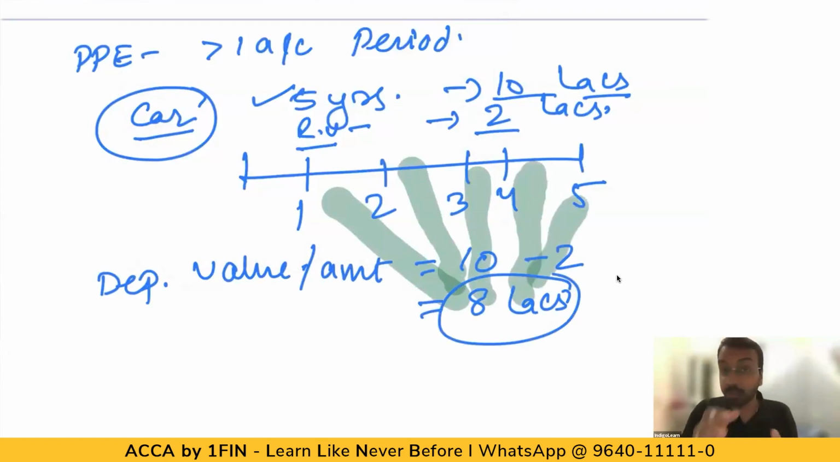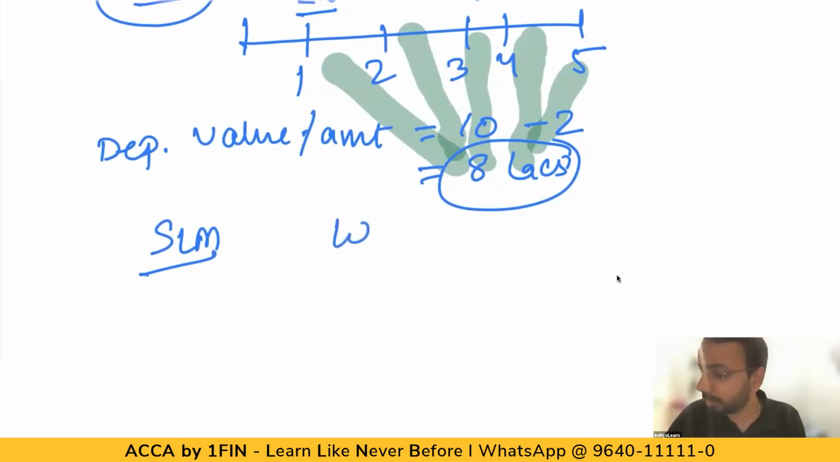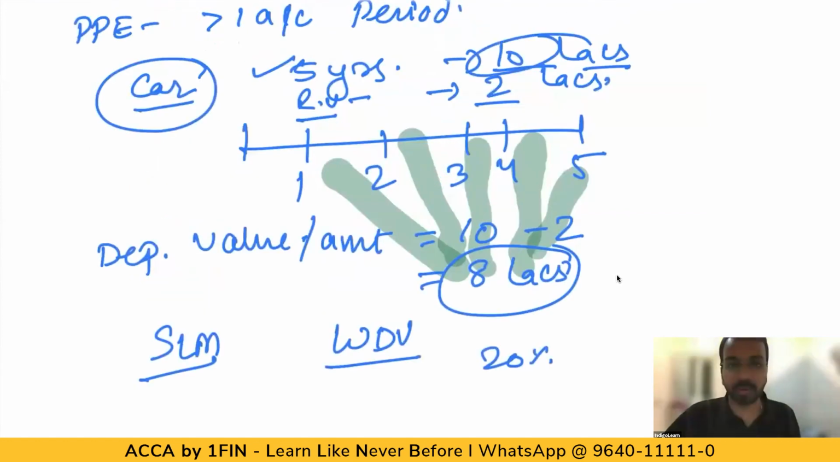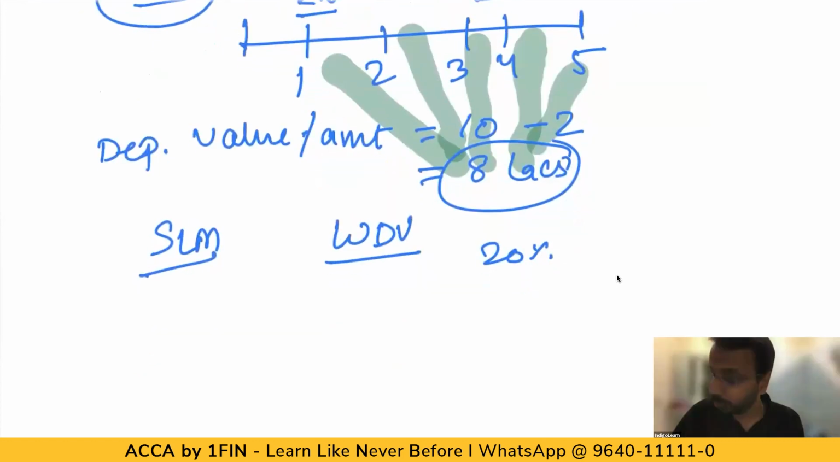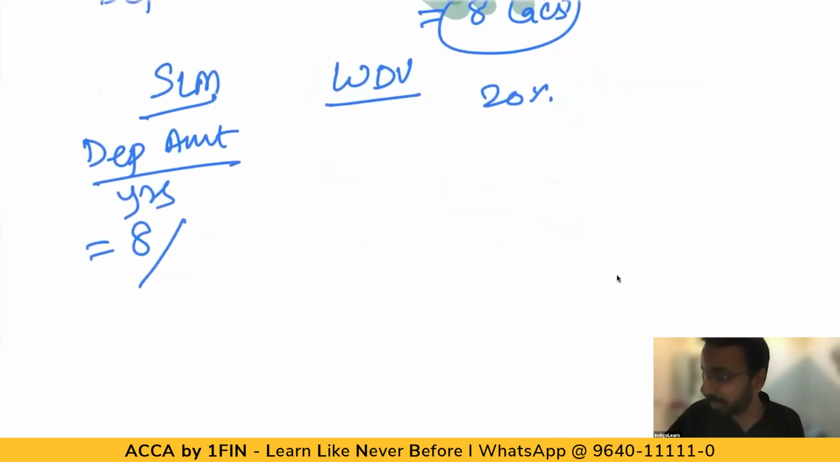So you cannot say 8 lakhs is not a cost. It is a cost that will be allocated to these 5 years. Various methods are there. You can use SLM, which is the straight line method. I'll not get into too much depth of that. Or the WDV method, on a percentage basis. So let us say WDV at 20%: on this 10 lakhs, every year you will charge 20% depreciation. When you say SLM, you take the depreciable amount divided by the number of years. So 8 lakhs divided by 5 years, you get 1.6 lakhs per year.